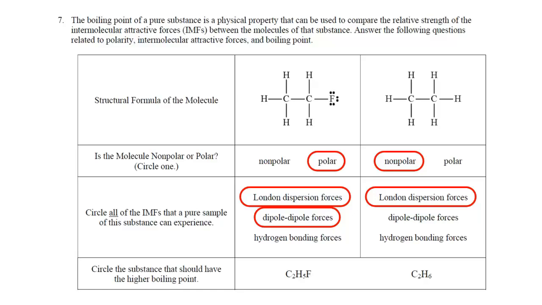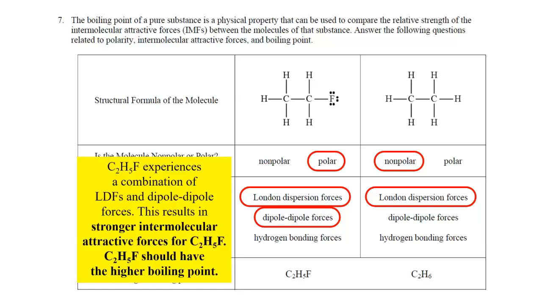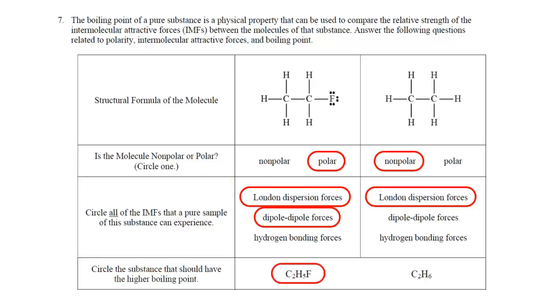How do we decide which substance is more likely to have the higher boiling point? The answer is C2H5F, because it experiences a combination of London dispersion forces and dipole-dipole forces. That combination would be stronger than just the London dispersion forces for C2H6. So stronger intermolecular attractive forces for C2H5F. C2H5F should have the higher boiling point. All right, well, that was question 7. Now let's move on to question 8.